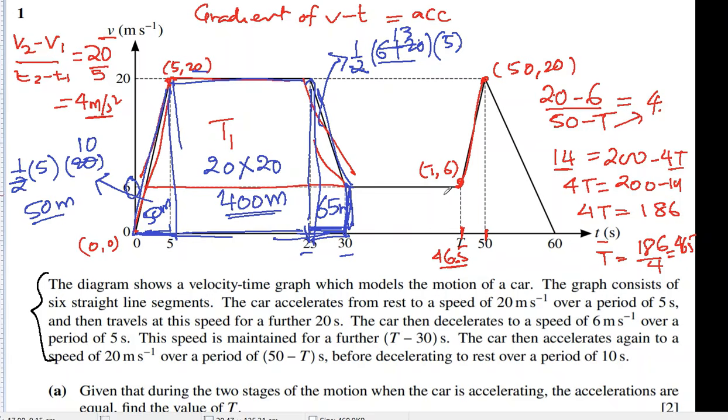Okay, next we can take this rectangle again. This rectangle's length is 16.5, from 30 to 46.5. Height is 6. So it will be 96 plus 3, 99 meters.